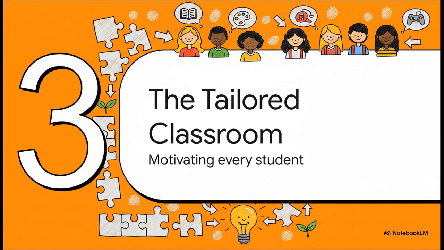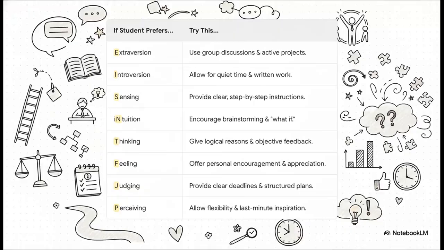Okay, so we've made it through all 4 dimensions. Now for the most important part, how do we actually use this knowledge to create a classroom that motivates everyone? Let's bring it all together. You can think of this chart as your go-to cheat sheet. For your extroverts, create some buzz with group work. For your introverts, make sure you build in quiet time. Give your sensors those clear, concrete steps, but let your intuitives brainstorm the big, wild ideas. Provide that logical why for thinkers, and offer that personal encouragement for feelers. And of course, give judgers clear deadlines while allowing your perceivers just a little bit of flexibility. It really is all about balance.